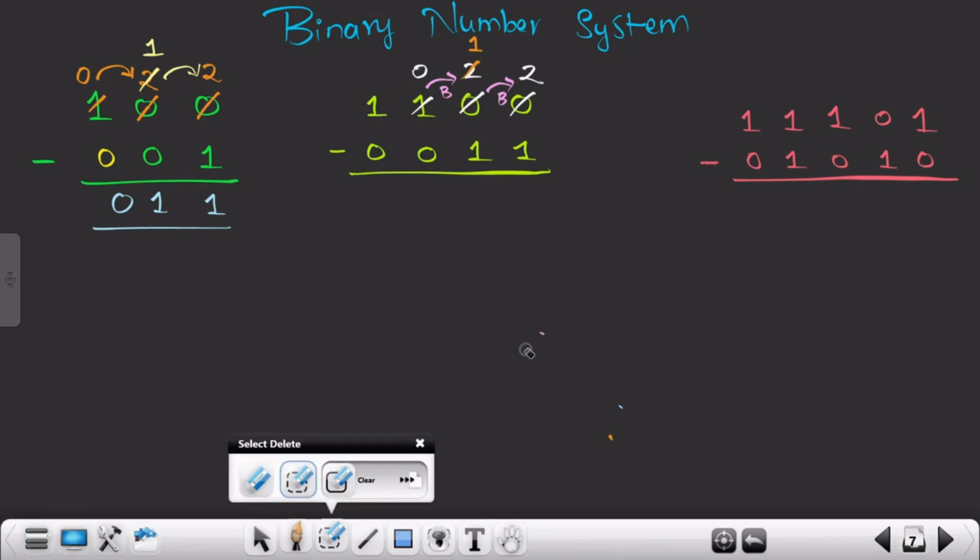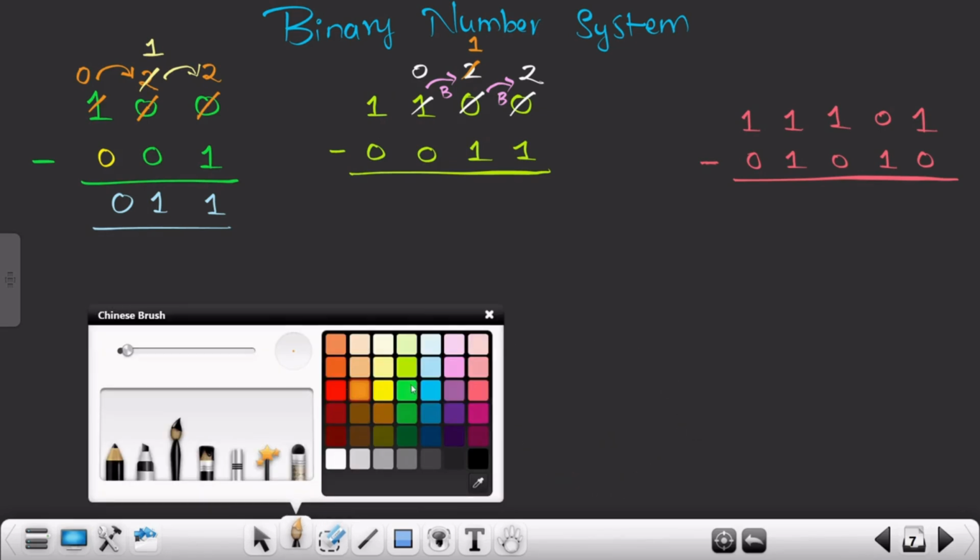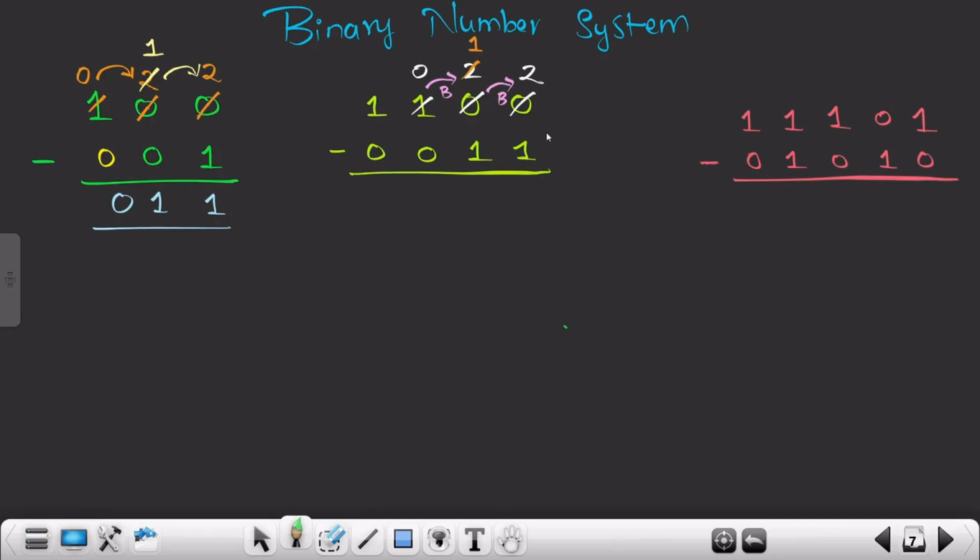You don't need to reduce this 1. Why? Because 1 is greater than 0. So now what is 2 minus 1? 2 minus 1 is 1. Great. What is 1 minus 1? 1 minus 1 is 0. What is 0 minus 0? It is anyway 0. What is 1 minus 0? It is 1. So this is the answer that we got. This is the answer which you got.